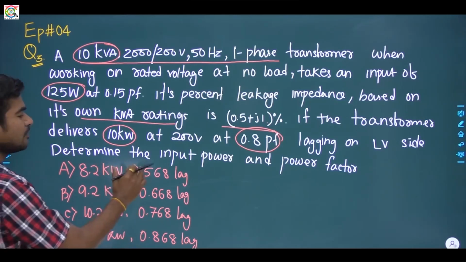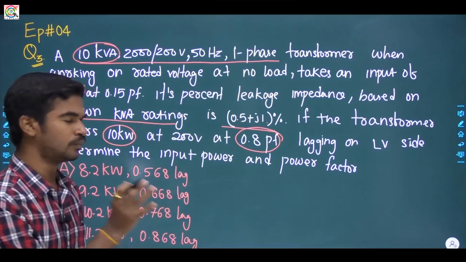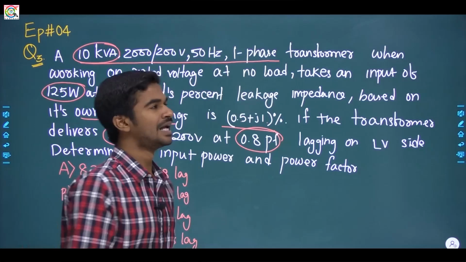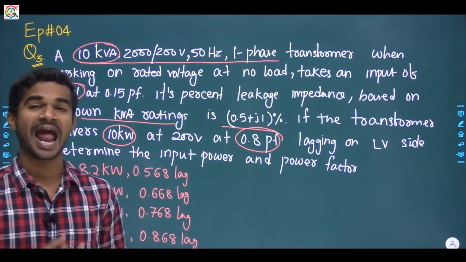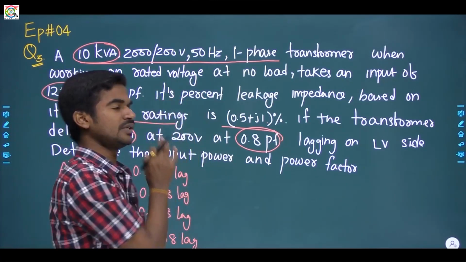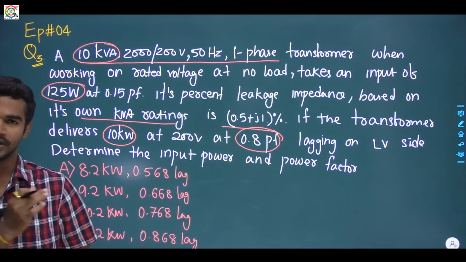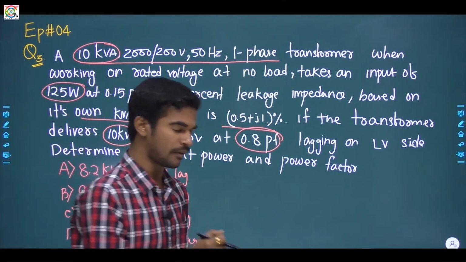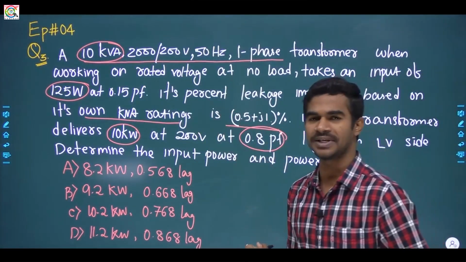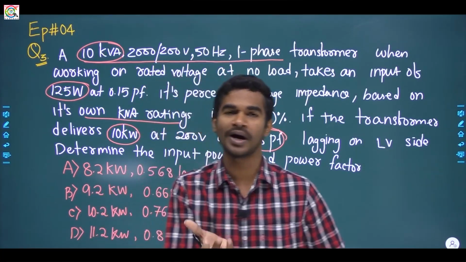Now determine the input power and the power factor. Tell me, what is the input voltage? We are exciting the transformer at the rated voltage, that is 2000 volt. In order to find the power, what do you need? We know the expression for real power, that is P is equal to VI cos phi. V in this case is 2000 volt. What is I? I don't know. Power factor, tell me, what is the power factor?